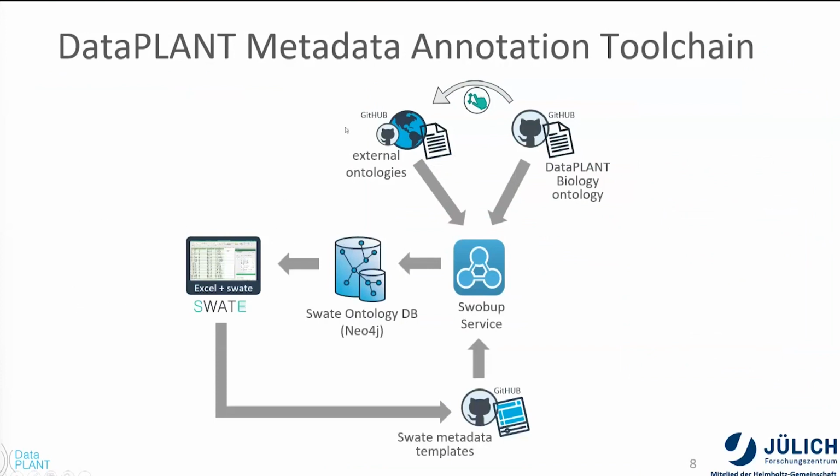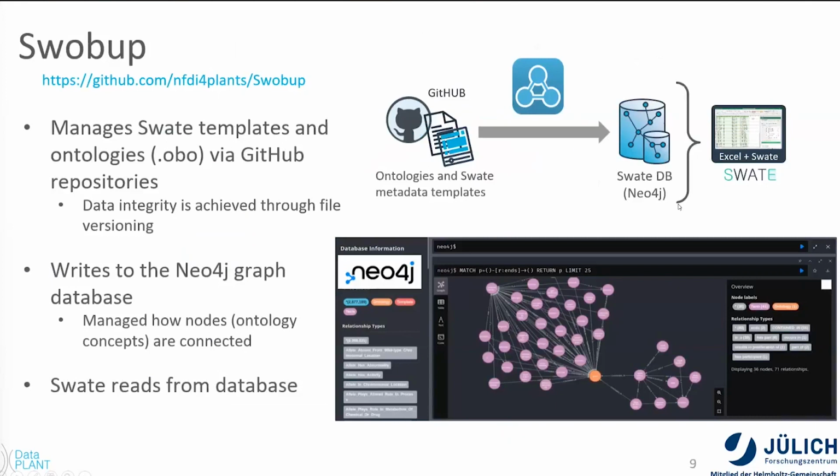So Swate has direct access to the Swate ontology database, which is a Neo4j graph database, and this is updated via the so-called SwAPP service, which reads from different GitHub repositories in DataPLANT. So the SwAPP service serves basically as a link between the repositories and the Swate database.